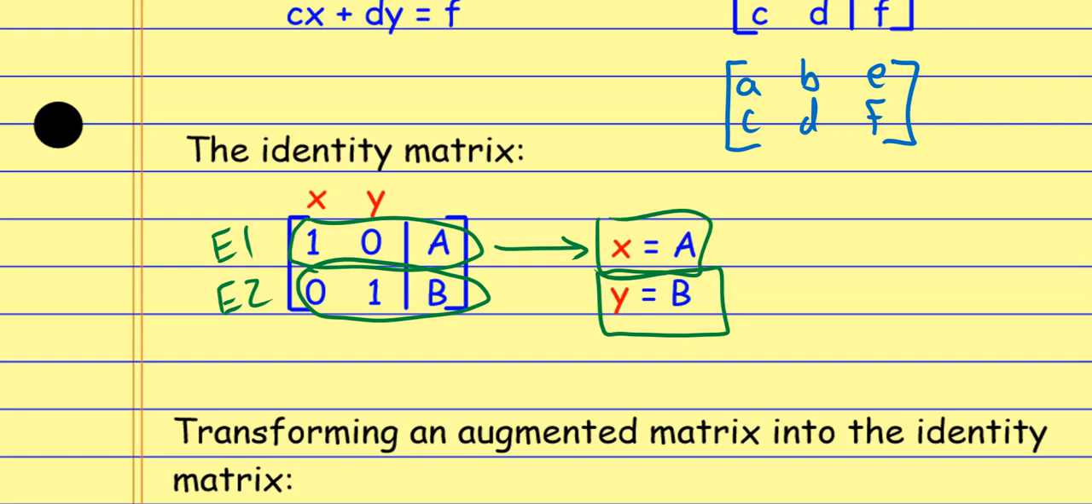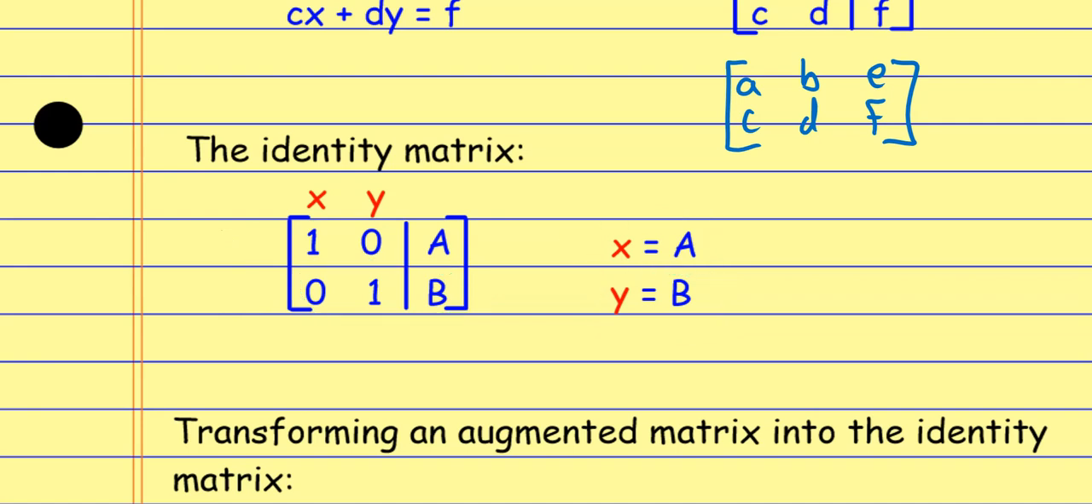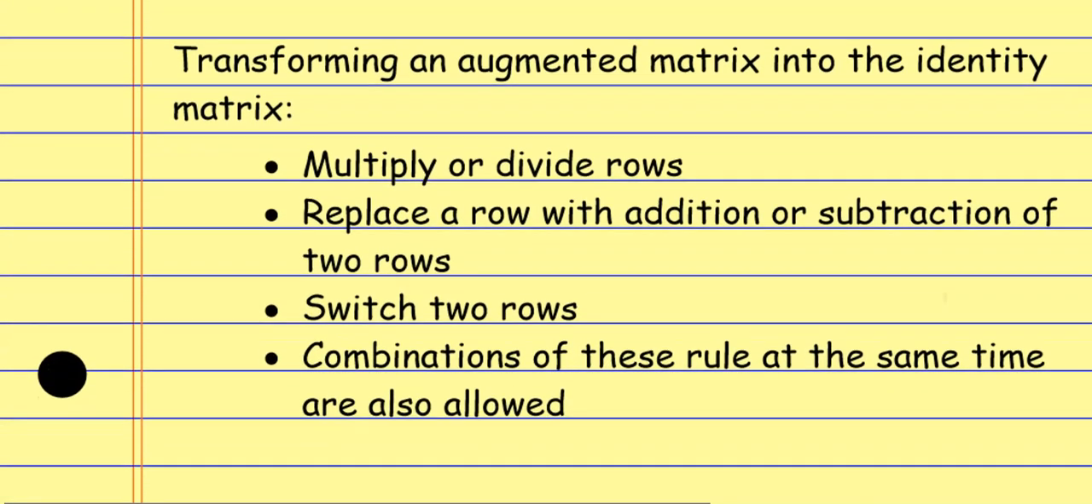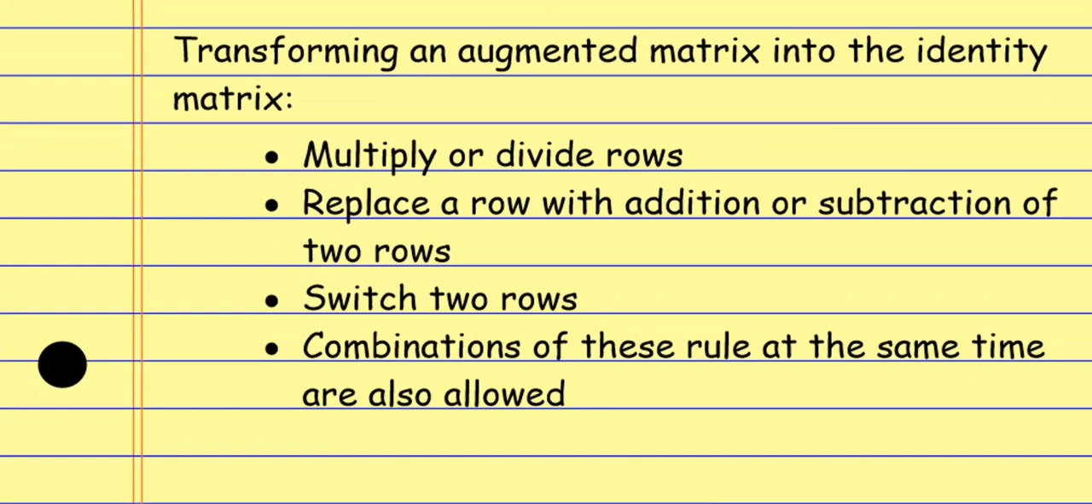I like to think of this almost like playing a little bit of a game. Here are the rules to the game. I'm going to start with an augmented matrix, and here's what I'm allowed to do to it in order to try to transform it into the identity matrix. I'm allowed to multiply or divide rows, so I could replace the first row with that same row multiplied by 2, or with that row divided by 2. So I can replace a row with multiplication or division of a row. That's one thing I'm allowed to do.